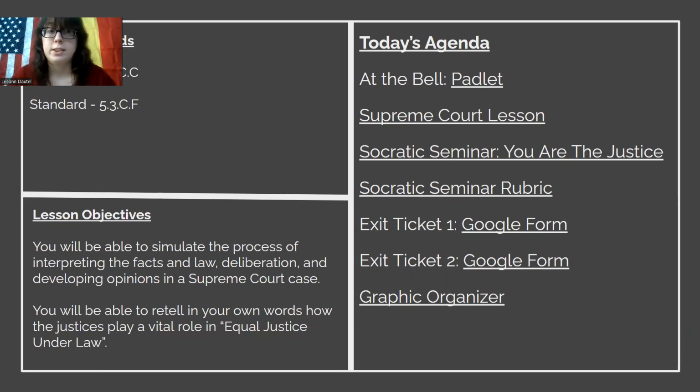At the end of the lesson, you will be given access to the Google Slides of today's lesson, the Socratic seminar, You Are the Justice, the rubric to the Socratic seminar, and at the end of class, you will be required to complete an exit ticket. And you will be given a graphic organizer for the Socratic seminar if you need it.